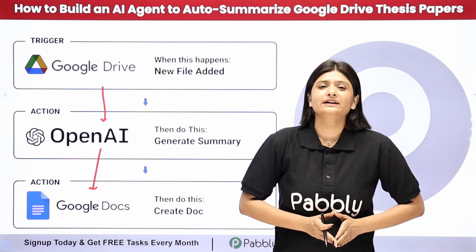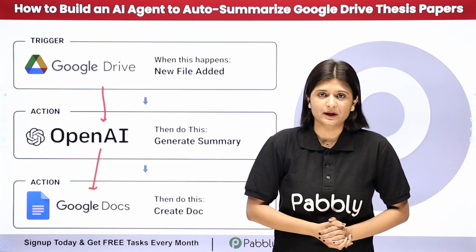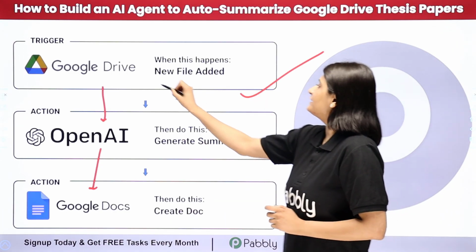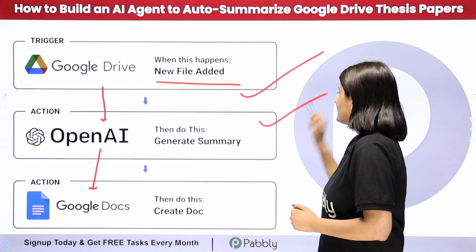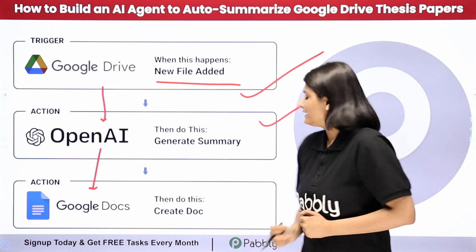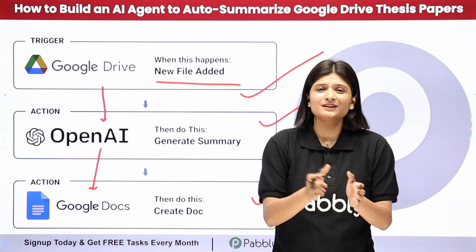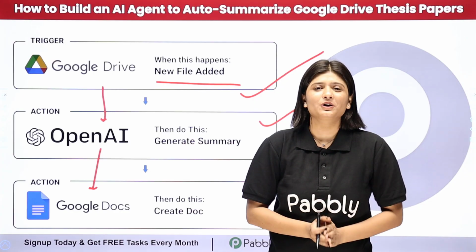With the help of Pabbly Connect, I am going to build this connection in such a way that whenever I add a new file in my Google Drive, the summary will be automatically generated with the help of OpenAI, and this doc will be automatically created in my Google Docs. Now, if you want to learn the step-by-step process, then let me take you all to my screen.